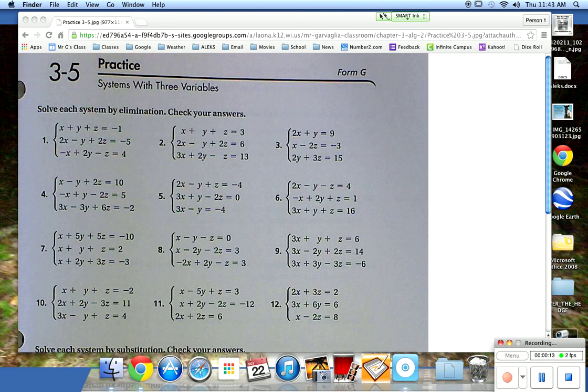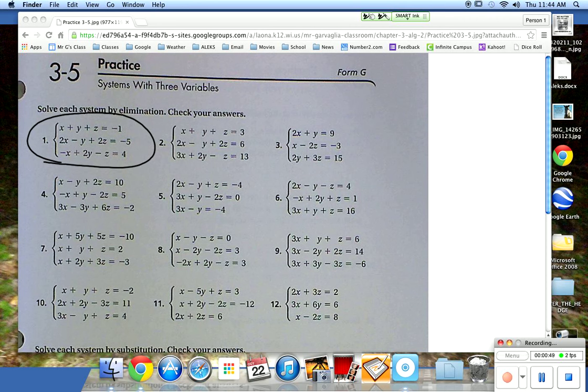All righty. 3 equations, 3 unknowns. First step in this is you have to eliminate one of the variables. So let's look at these 3 equations right here. x plus y plus z equals -1. 2x minus y plus 2z equals -5. And -x plus 2y minus z equals 4. You eliminate it by just adding or subtracting 2 equations together first.